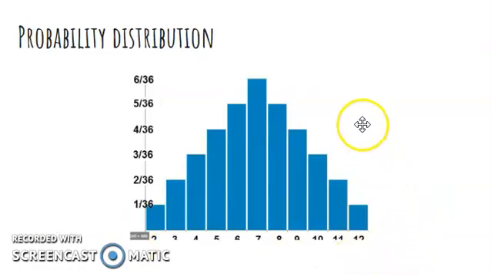Here's an example of a probability distribution. It kind of looks like a histogram. And here on the x-axis, we have the different possible outcomes. So maybe we're talking about numbers of cards, 2, 3, 4, 5, and then we assign them their probabilities here, and we can match them on the graph.